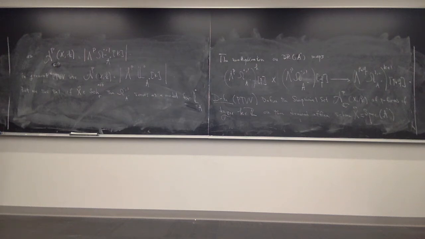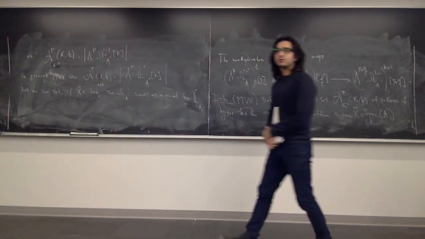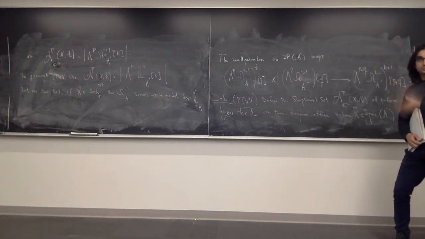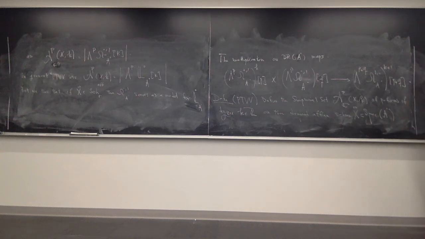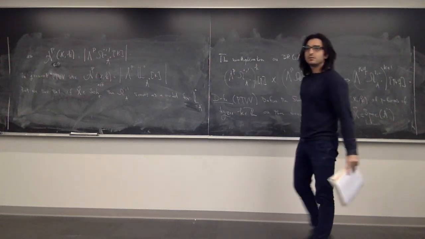So, this is a simplicial set. You think of this complex also as a graded vector space, the simplicial map. Is this graded with k minus p? Yeah.